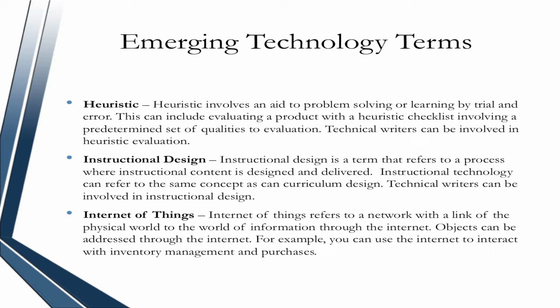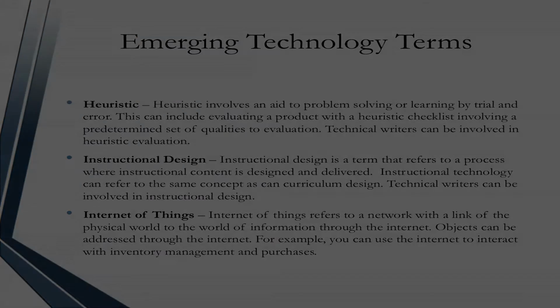Internet of Things. Internet of Things refers to a network with the link of the physical world to the world of information through the internet. Objects can be addressed through the internet. For example, you can use the internet to interact with inventory management and purchases.